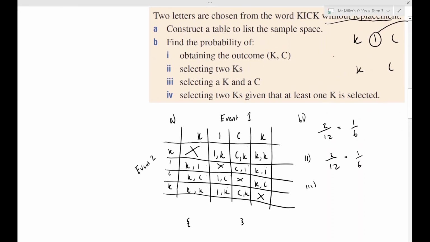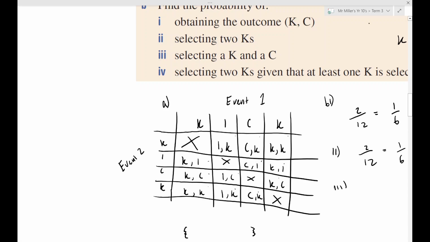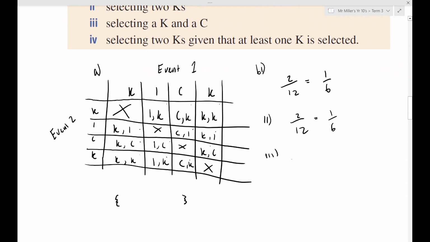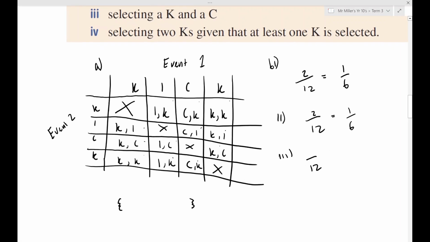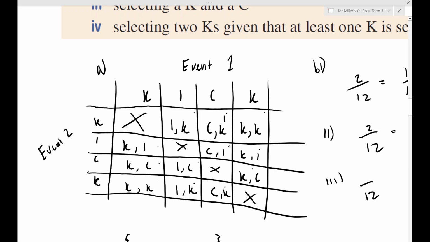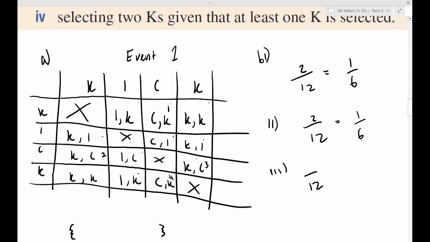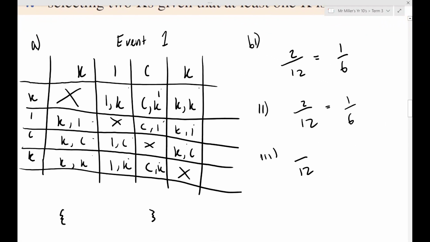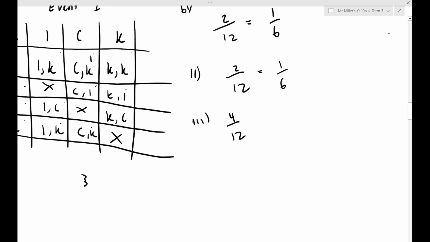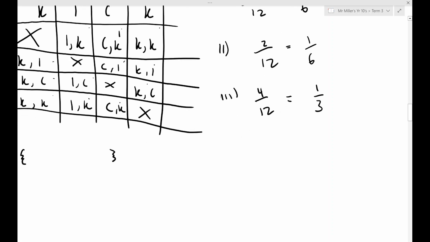Probability of selecting a K and a C. So here we're not caring about the order. We just want to know, do we have a K and do we have a C? So out of 12 outcomes, we got a K and a C there, a K and a C there, a K and a C there, a K and a C there. We got 4 out of 12 outcomes with a K and a C. 1 in 3.